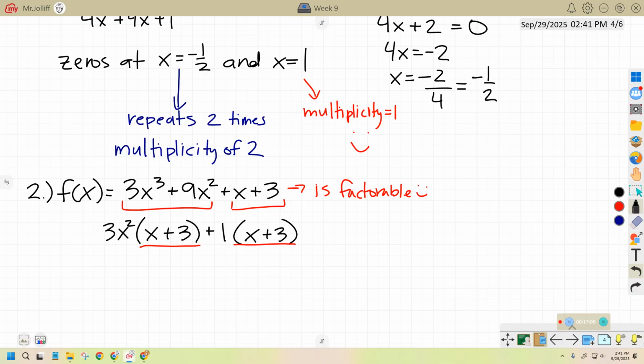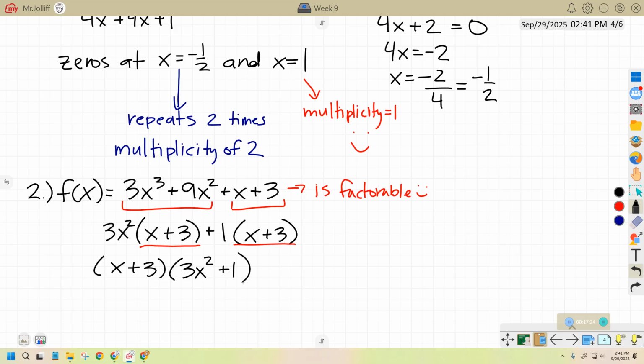I'm going to factor out the binomial they have in common, x plus 3. And the leftovers from the first term, I get a 3x squared. Second term, I get a plus 1.